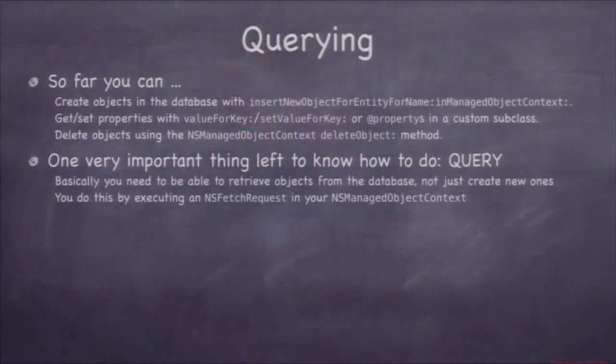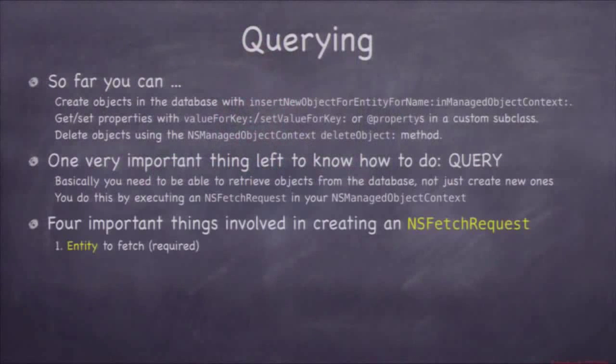So now you can create objects with insert. You can get and set the properties. You can delete the objects. One last thing you want to do in a database, query. Which means go out into the database and get me objects that match some criteria. So we do this in Core Data with an object called an NSFetchRequest. All right? It's exactly what you think it is. You're requesting to fetch some objects from the database.